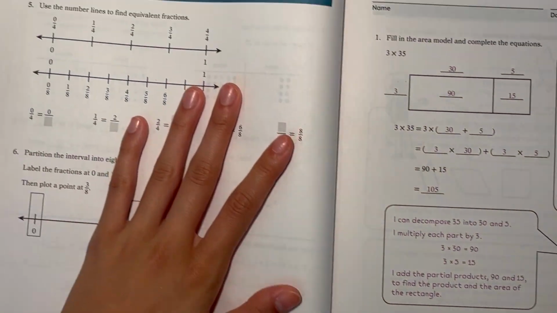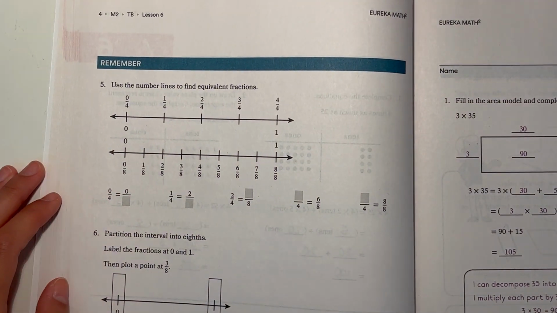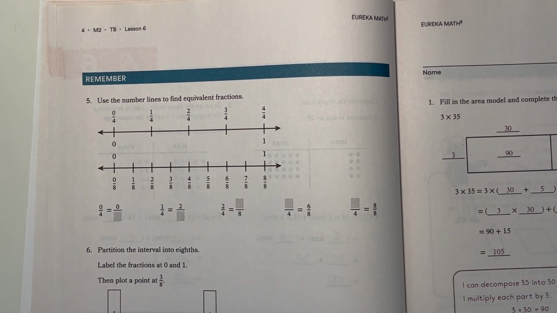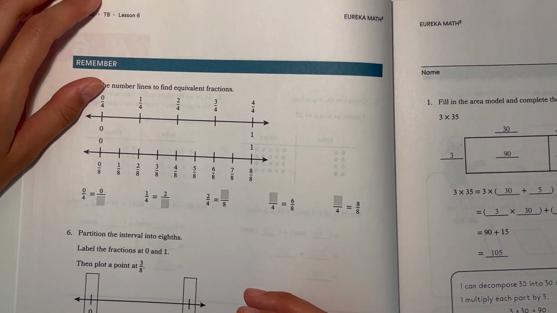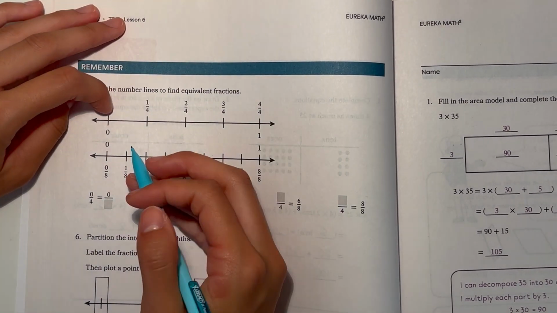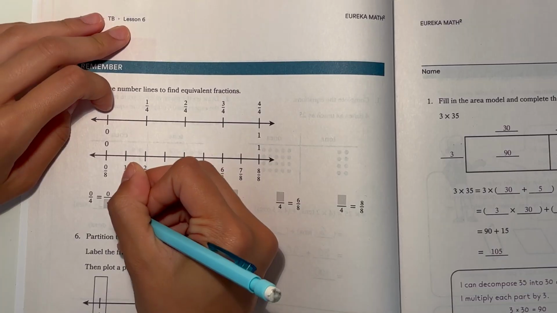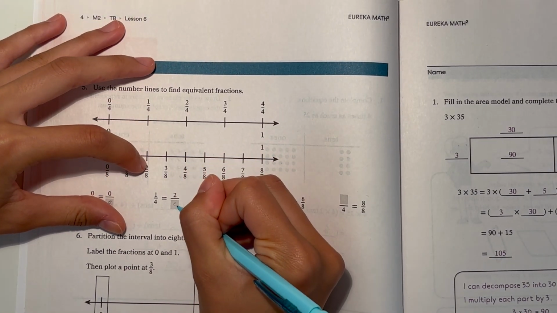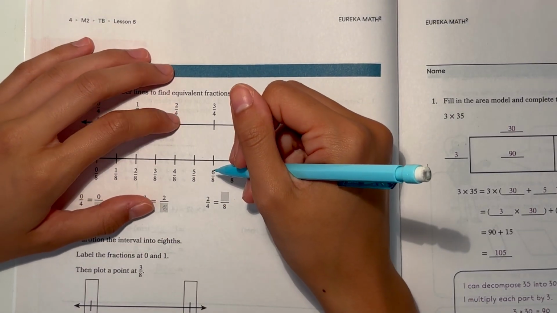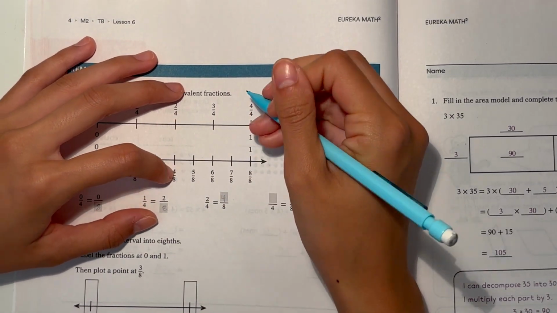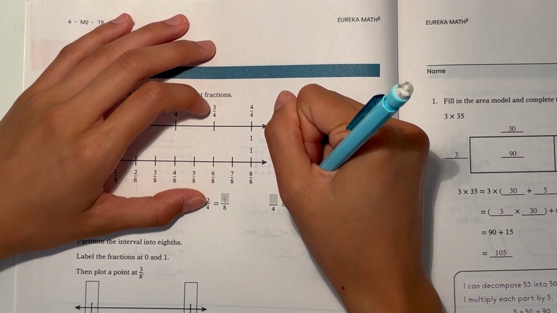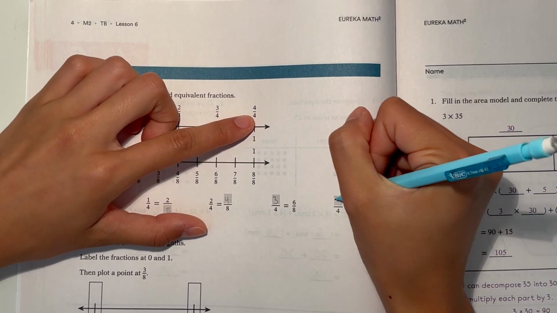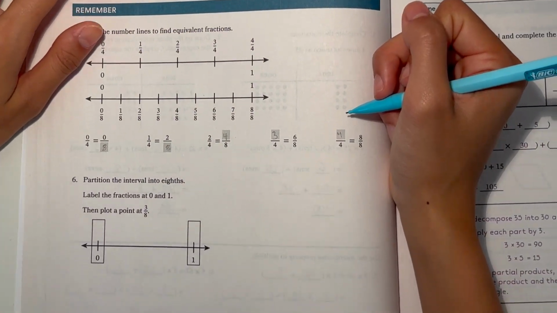Alright, next page. Number 5. Use the number lines to find equivalent fractions. Okay, 0/4, match it down, it's equal to 0/8. 1/4 right here is equal to 2/8. 2/4 is equal to 4/8. And 6/8 is equal to 3/4. 8/8 is equal to 4/4. So just matching it up.